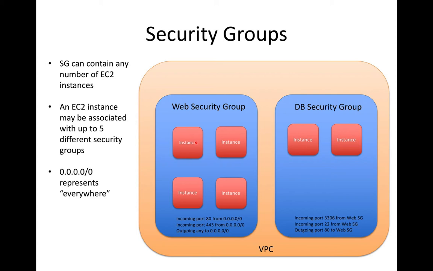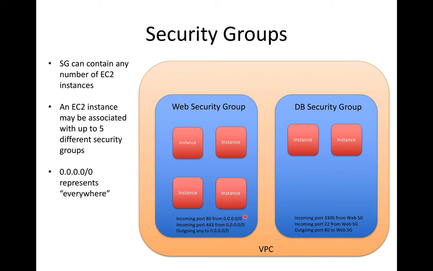EC2 instances can be associated with up to 5 different security groups. In this example, we have the web security group, and the web security group has 3 rules in place. It allows incoming traffic from port 80 from 0.0.0.0/0. This is what we call a CIDR network address. This address, where it has all zeros, basically represents the entire internet.